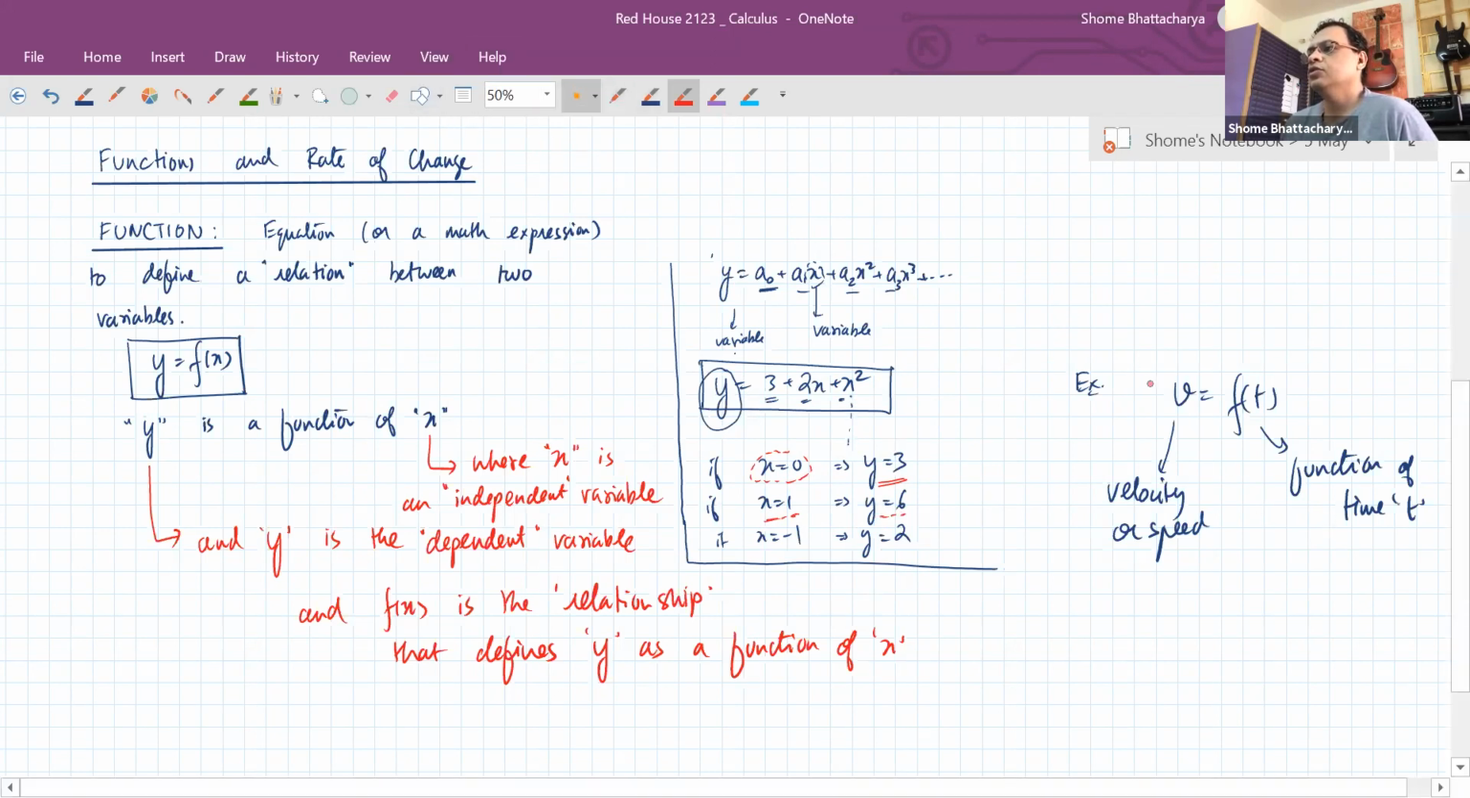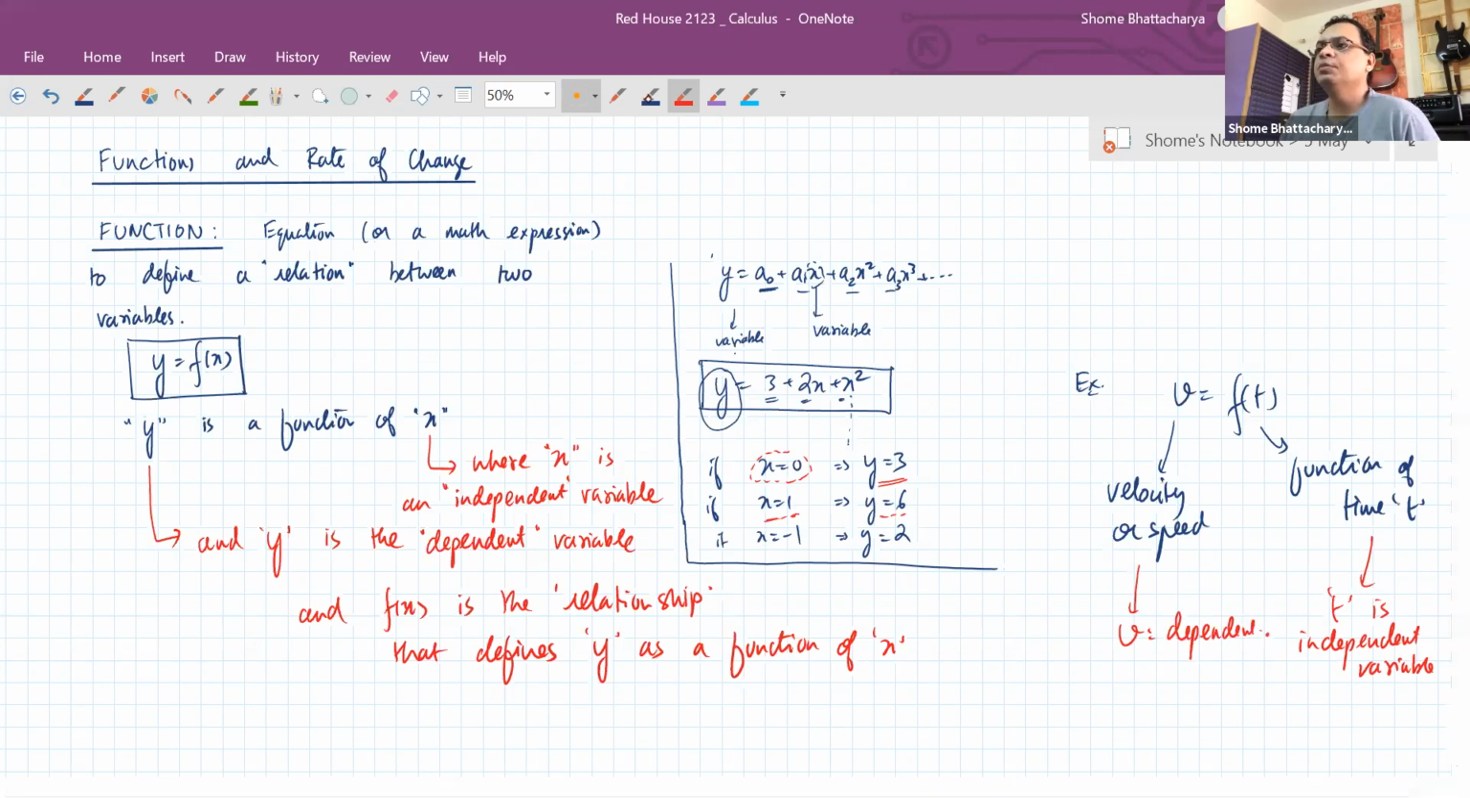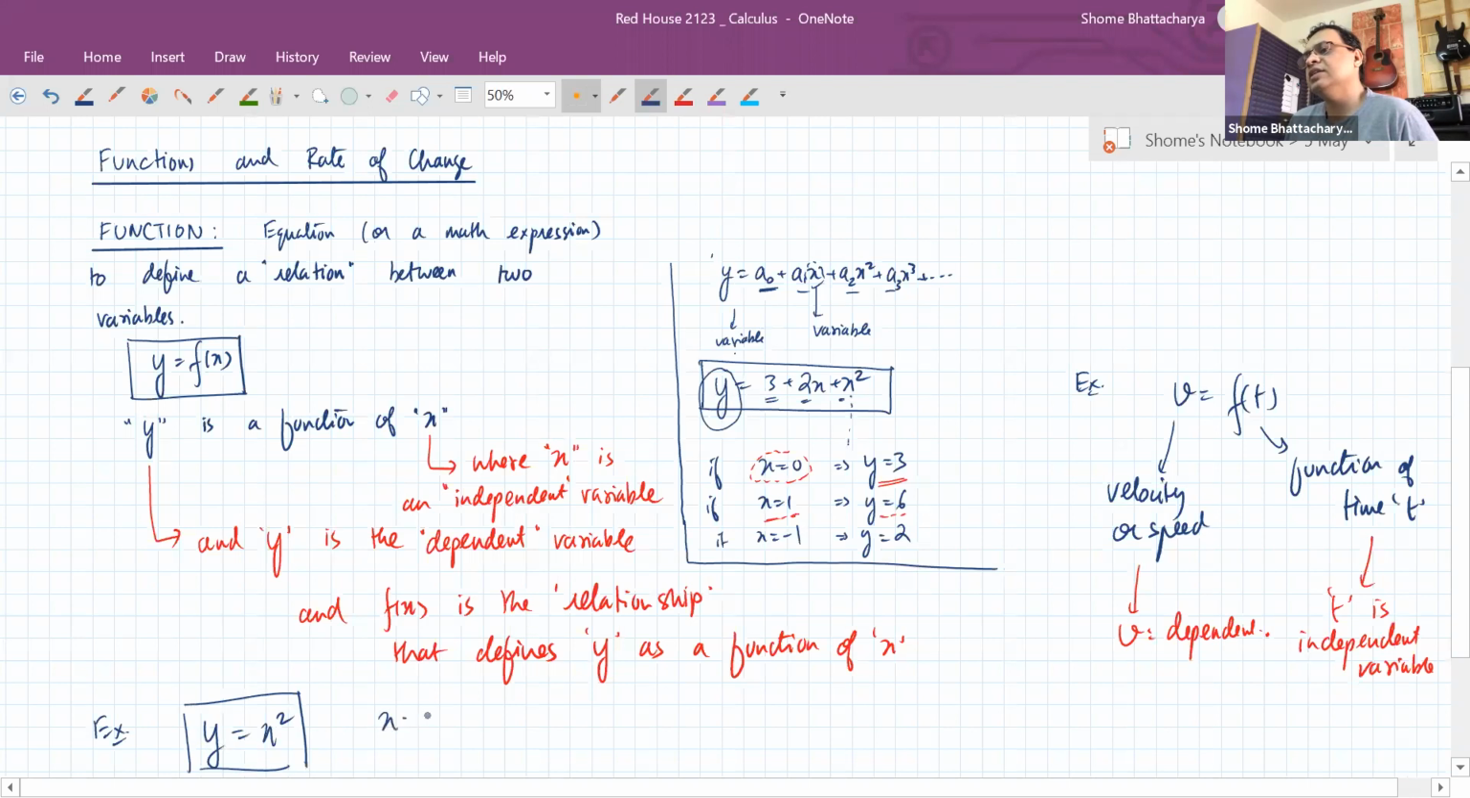Okay. So here, for example, t would be the independent variable, and b would become the dependent variable. A simple example of a function would be, let's say, y is equal to x square. Okay, this is an example of a function. So here x is the independent variable. Okay, y is the dependent variable.